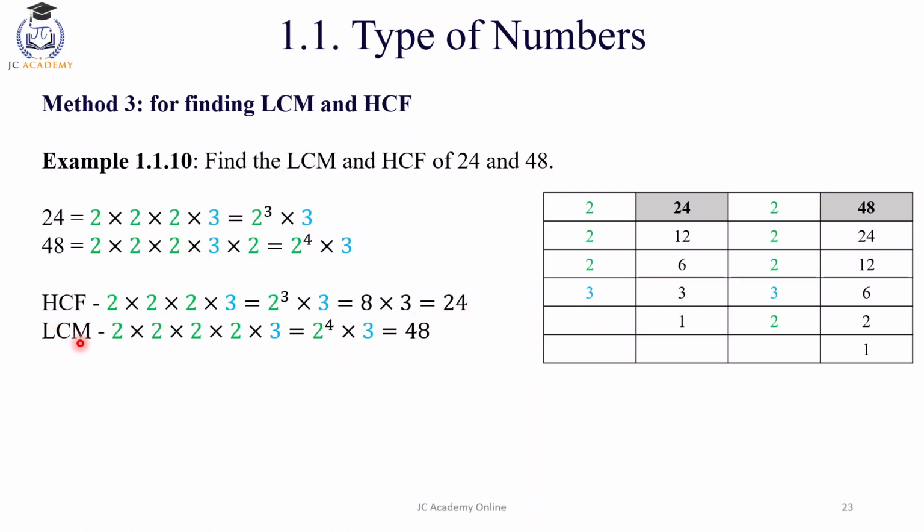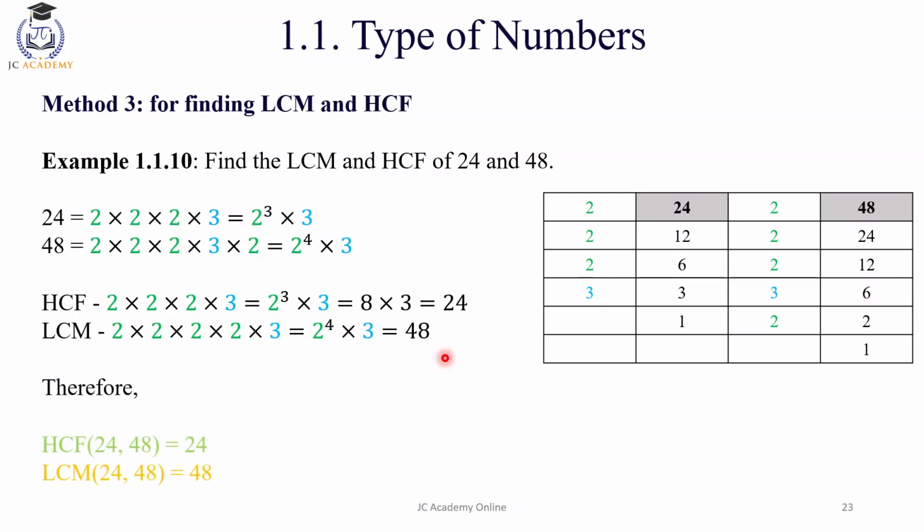Then we look for the least common multiple. So that is the largest factor of both of these numbers. Okay, so the largest number is 2 to the power of 4. And the largest number of the second factor, 3, is just 1. So it's 2 to the power of 4 times 3, which is equal to 48. So the least common multiple of 24 and 48 is 48.